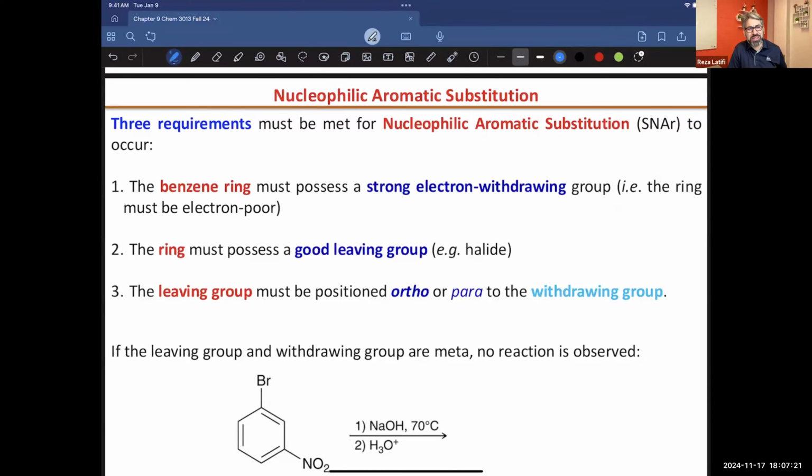I'm here with another lecture from organic chemistry. We will be talking about nucleophilic aromatic substitution. The question is, can we have a nucleophilic substitution reaction on a benzene ring?